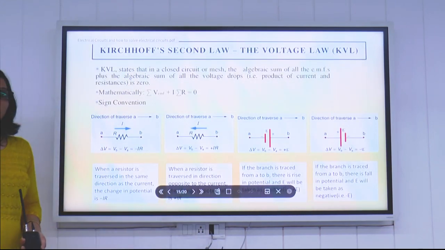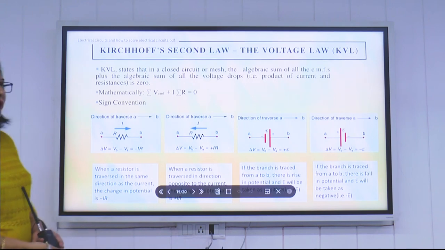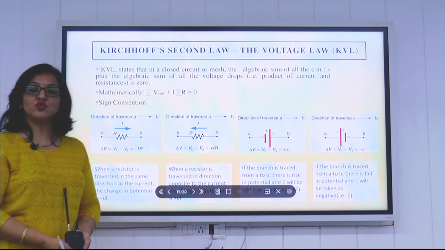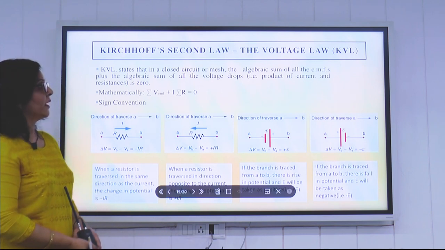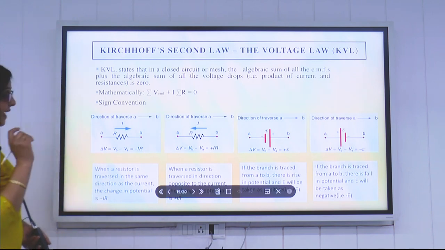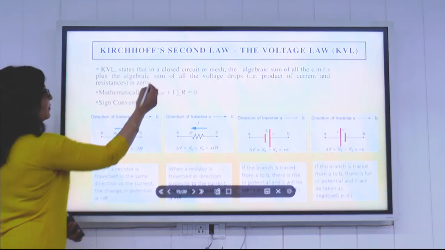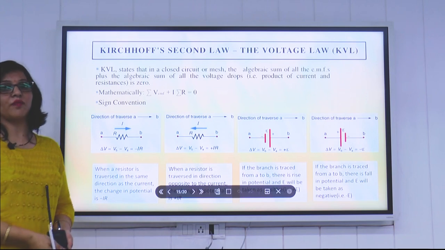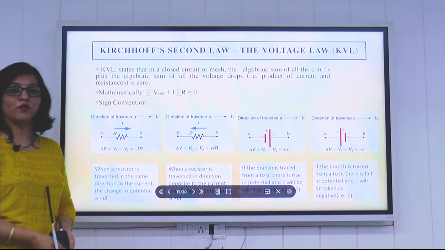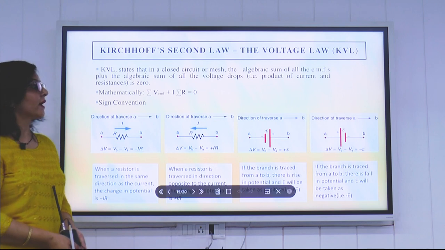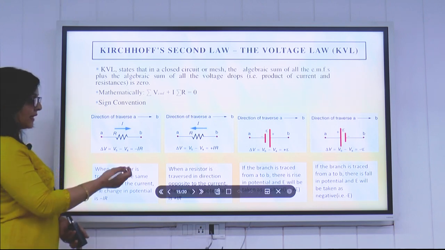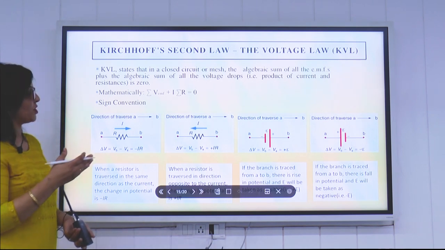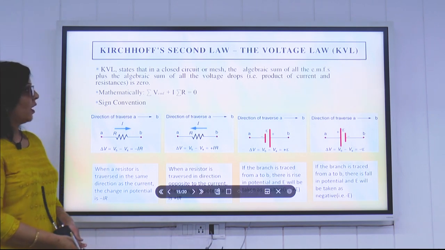Next is Kirchhoff's second law. Kirchhoff's second law relates to the voltage in a closed circuit of an electric network. That is known as Kirchhoff's voltage law. KVL says that in a closed circuit, the algebraic sum of all the EMFs plus the algebraic sum of all the voltage drops, that is the product of current and resistance, is zero. Mathematically, it is equal to summation of EMF plus I into summation of R is equal to 0.